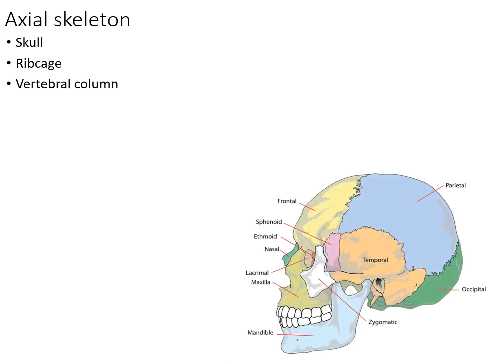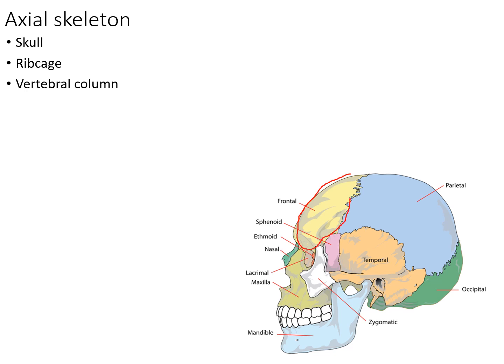So we're now going to discuss the axial skeleton. The axial skeleton is your skull, your rib cage, and your vertebral column. So here is one skull. We've got a bone at the front here, and it's nicely named the frontal bone.